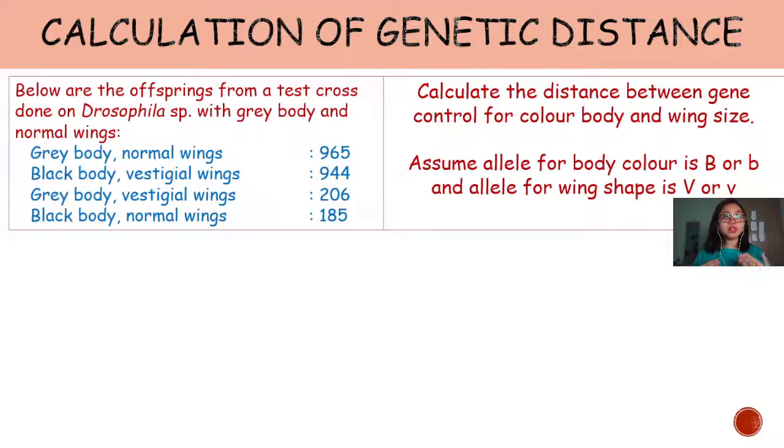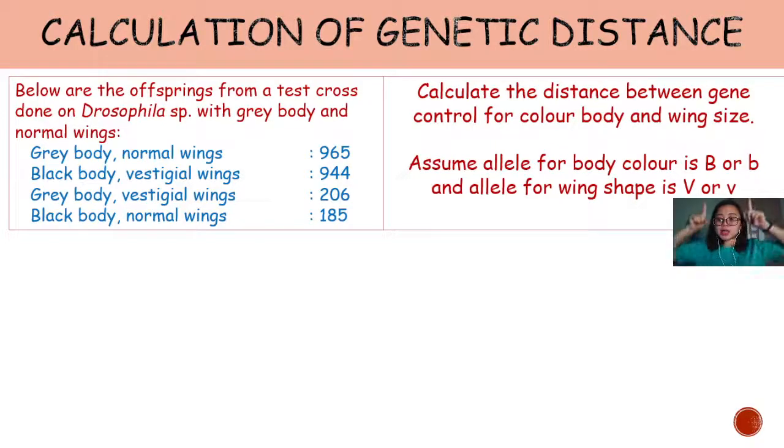Below are the offspring from a test cross done on Drosophila with gray body and normal wings. So, gray body and normal wing kita cross dengan black body vestigial wing, sebab ini adalah test cross. Hasil daripada test cross: gray body normal wing 965, black body vestigial wing 944, gray body vestigial wing 206, black body normal wing 185.